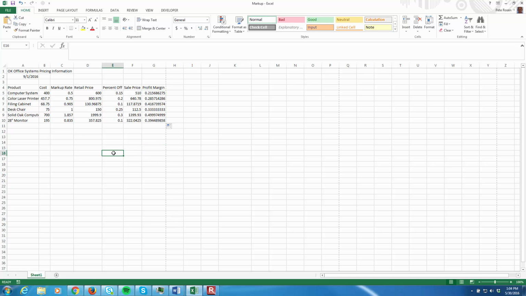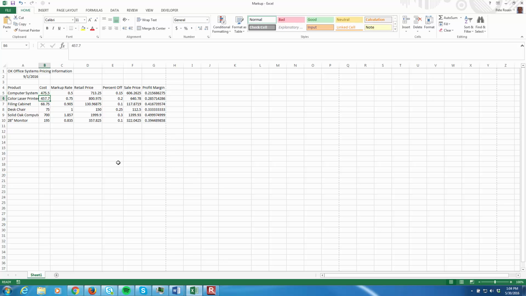So now my spreadsheet has everything I need as far as cost, markup rate, retail price, percent off, sale price, and profit margin. The final thing that we're going to do in this hands-on exercise is just change a few of the values and then show you how to display formulas. So the first thing we're going to do is in B5, where it says 400, we're going to change the cost of that particular product.